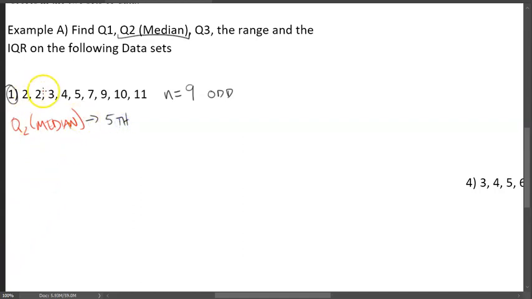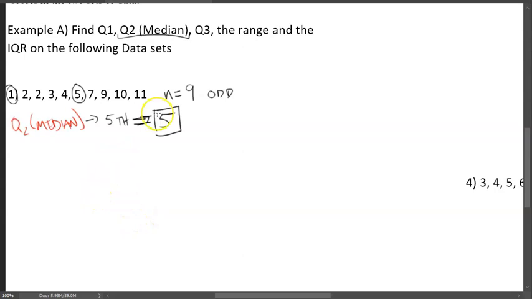Okay, so 1, 2, 3, 4, 5, ironically being the number 5, and we've got 4 on one side and 4 on the other side. So the 5th number is 5. So my median is equal to 5. Okay, simple.